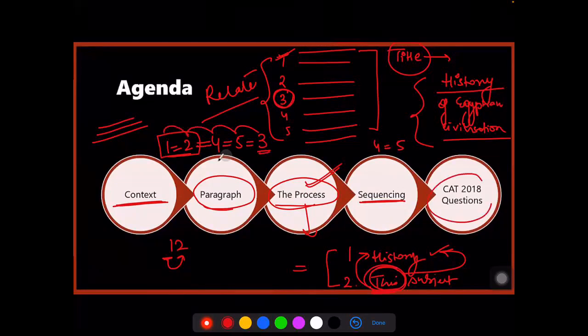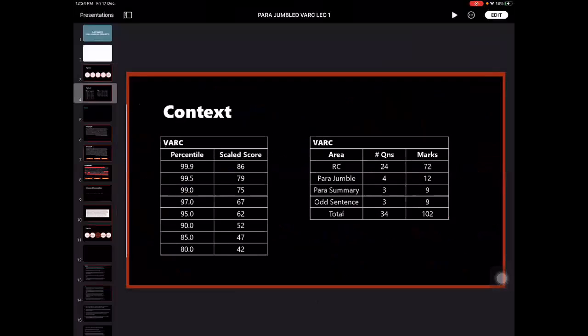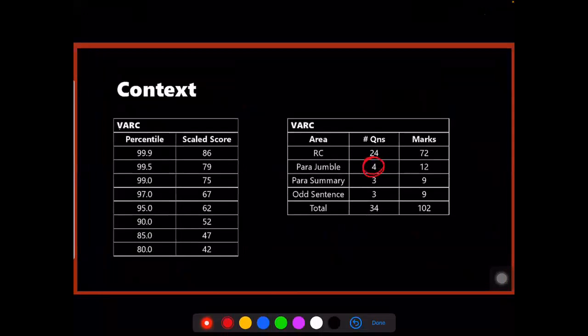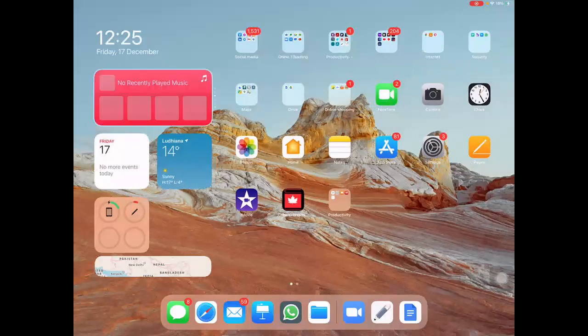Now we will practice some of the CAT questions. Here it is written 2018, but we will start with 2020 questions. All right. Now you can see the para jumble questions will be 4 in your exam and the total marks will be 12. So it's a very high weightage, right? So according to the weightage, you need to focus 110% on these kind of questions so as to get your answers. And I will make you practice all the questions together today.